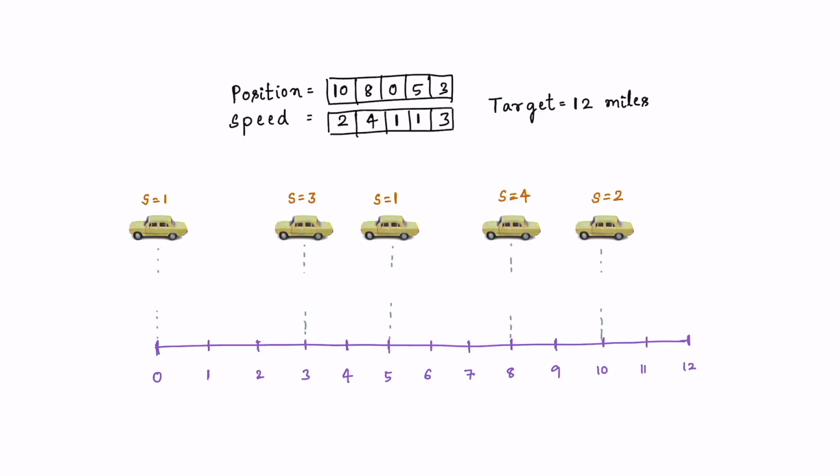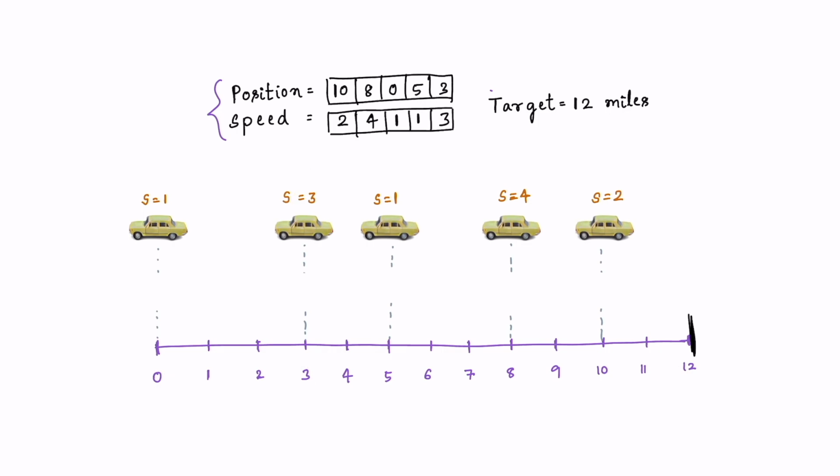Here is an example input: position, speed, and target. Let's think of this as a road, and there is a car at position 0 moving at speed equal to 1. There's a car at position 3 moving at speed equal to 3, and so on and so forth. And the destination is 12 miles away. We have to determine, when all these cars get to the destination, how many fleets will arrive at the destination.